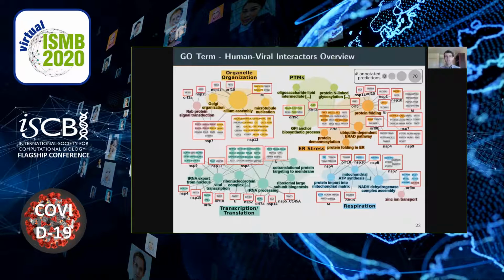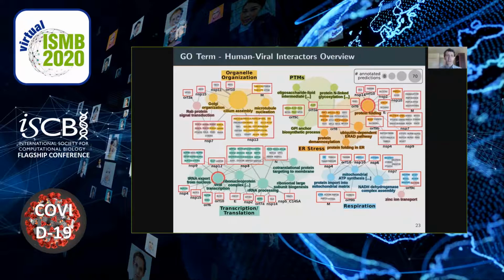Here's an overview of those enriched terms and their connections to the viral proteins through the human interactors. These terms fall into 5 main groups, as you can see: organelle organization, post-translational modifications, ER stress, respiration, and transcription and translation. And interestingly, you can see that often many virus proteins work together to converge on these processes, with viral transcription and protein folding connected to 9 or more viral proteins.